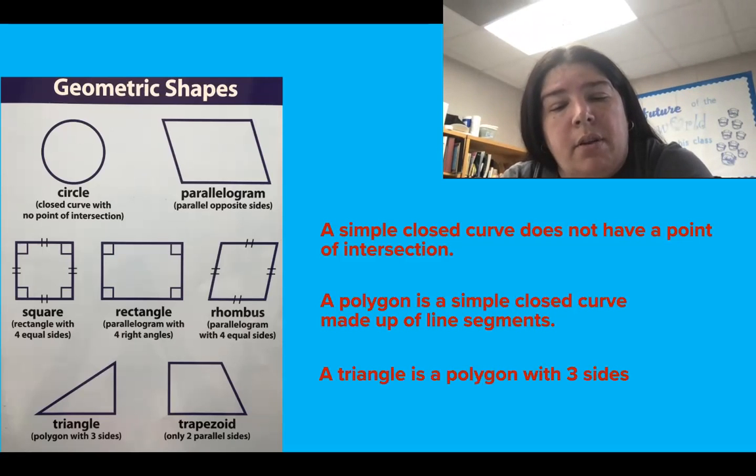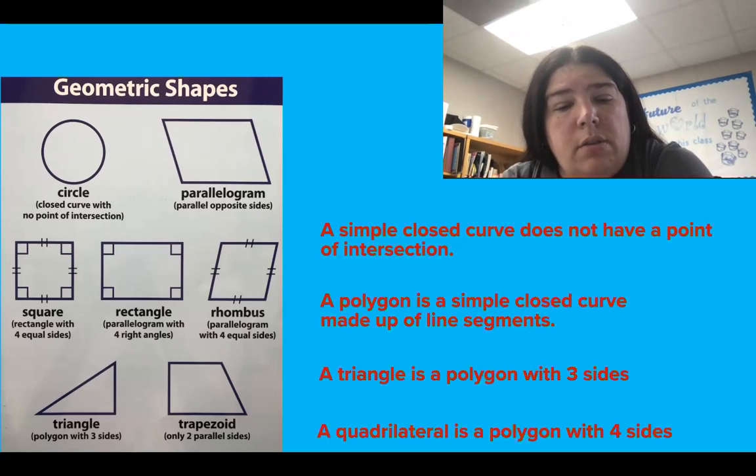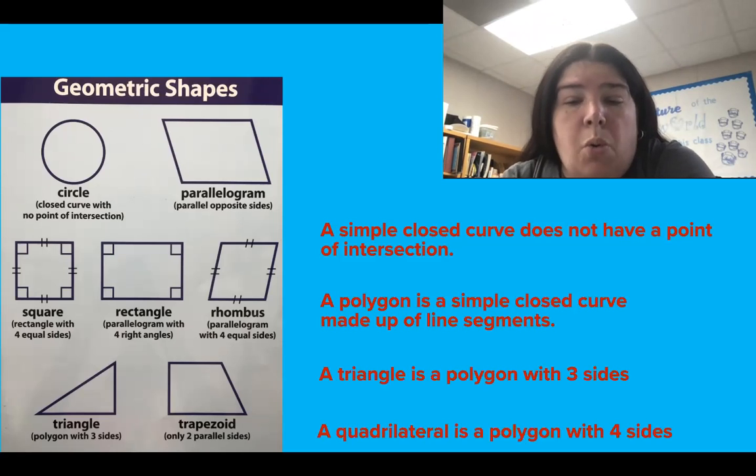Let's see what else we have in here. A triangle has 3 sides, and a quadrilateral. We didn't get to quadrilateral, but the quadrilateral is also part of those. There are 4 sides. And you think about the root words of those. Quadrilateral, quad means 4. Triangle, tri means 3.